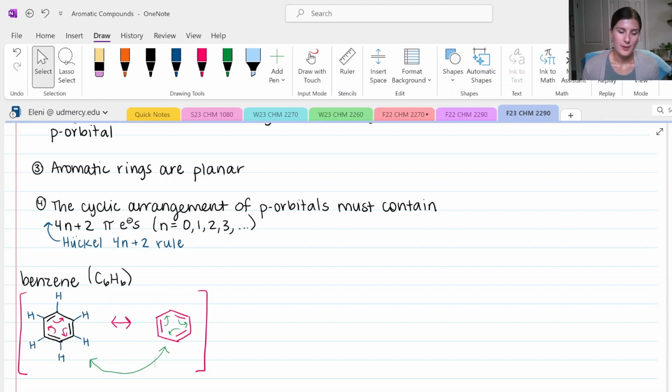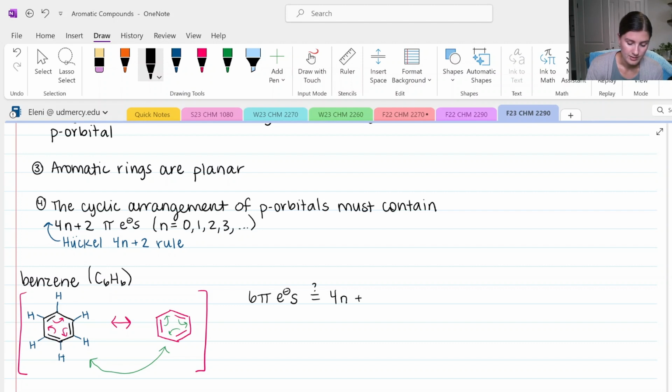And then the number of pi electrons. So we have 3 pi bonds, 2 electrons per pi bond. That means we have 6 pi electrons. And does this follow Huckel's rule? Can we find an n such that we have 6 is equal to 4n plus 2? That works if n is equal to 1. So that means we follow Huckel's rule here.